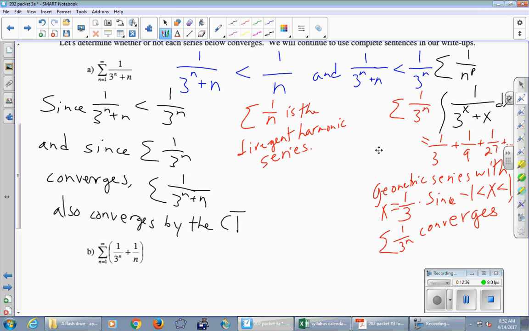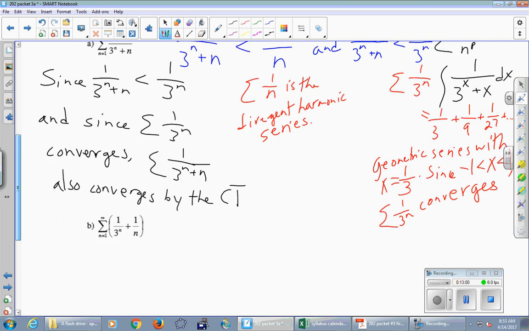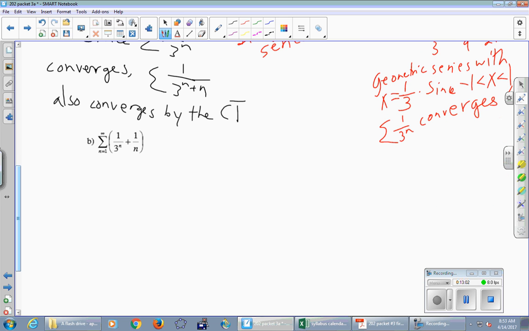And so the comparison test isn't formally written up on this page like the theorem itself, but it's something that I think is sort of intuitive. If your terms are less than something convergent, then your series converges. On the flip side, if your terms are greater than the terms in a divergent series, then your series also diverges, right? So you just have to have the inequality going in the obvious, natural direction. Okay, let's take a look at the next one.